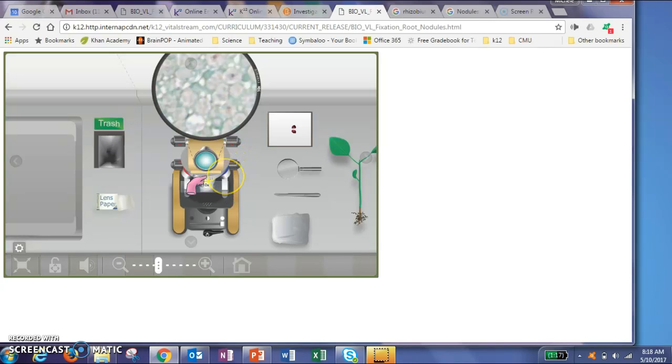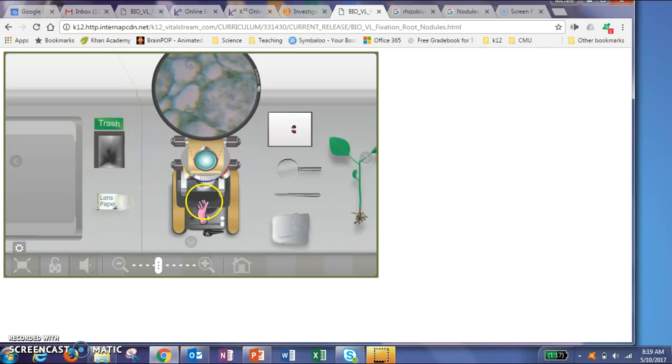Let's see what happens when I go to 40x. On 40x, I'm going to use my fine more than my coarse because I know it can break the lens. There's a pretty interesting thing to look at. Look at that. Some of these cells are really big, and some of them are small. I think for my sketches, though, see, that's interesting, but I think for my sketches, I'm going to use my 10x.